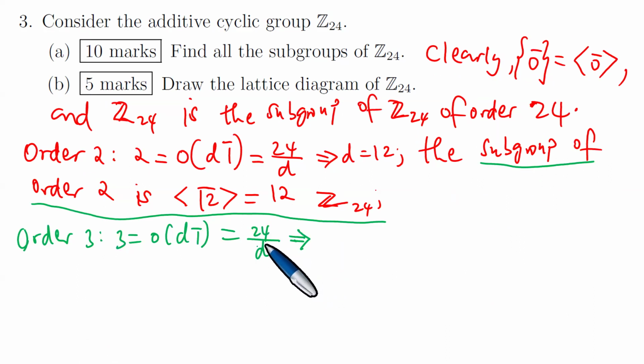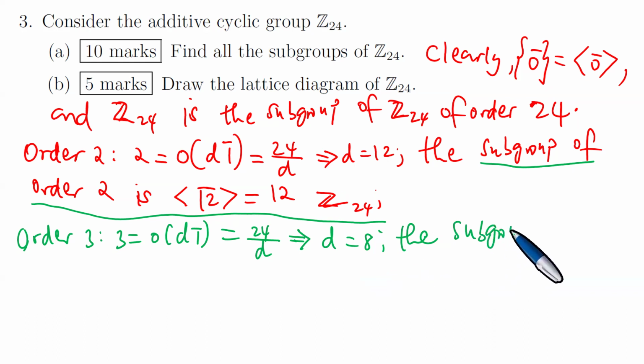What number divides 24, divided by what gives us 3? We are sure that it is D equals 8. D equals 8, the divisor must be 8. But now what subgroup does this bring about? So the subgroup of order 3.